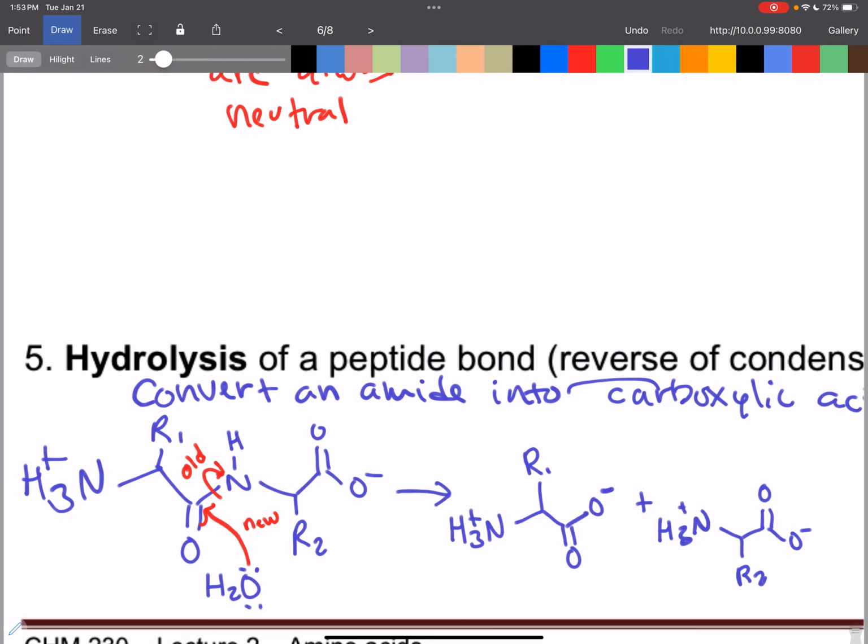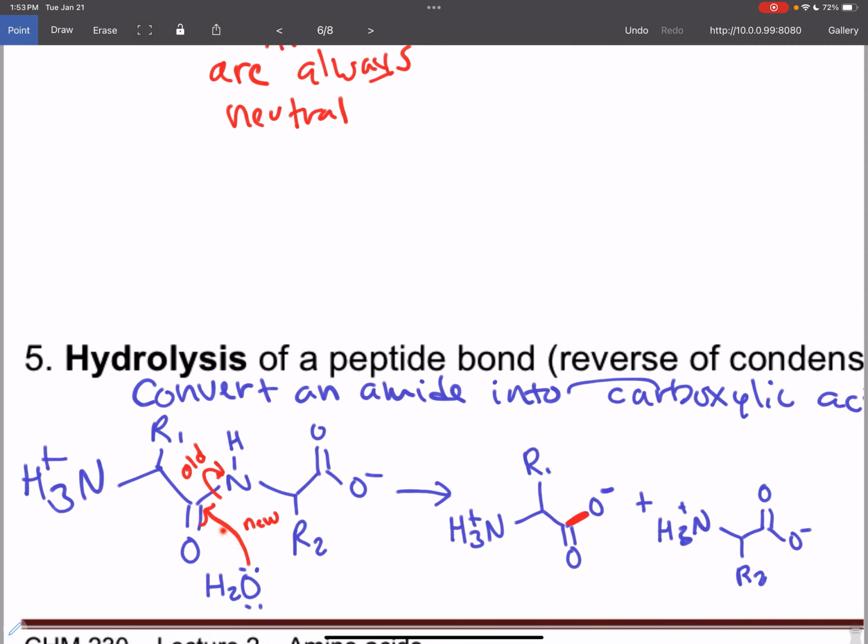And if you wanted to, just to be clear, you could highlight the bond here in this color just to indicate that that is the new bond over here.